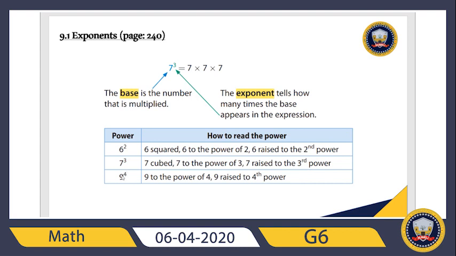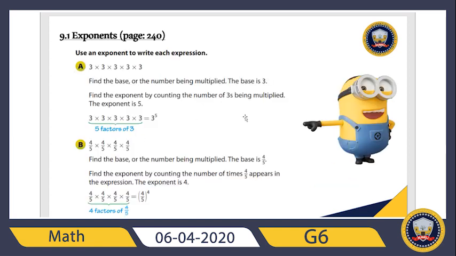It means how many times I multiply my 9. Very good. Let's solve some examples. So use an exponent to write each expression. Let's start from this expression. I have 3 times 3 times 3 times 3 times 3, and I want to write it as a power.